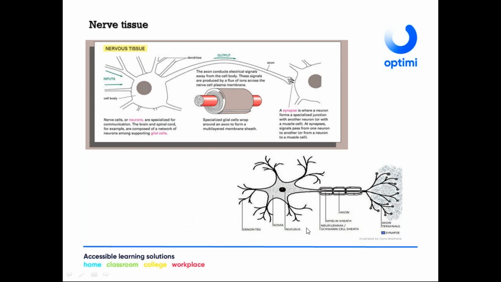Okay, this is a typical structure of a neuron, and it consists of the cell body, axon, and terminals. In the cell body, you will find a nucleus and dendrites.